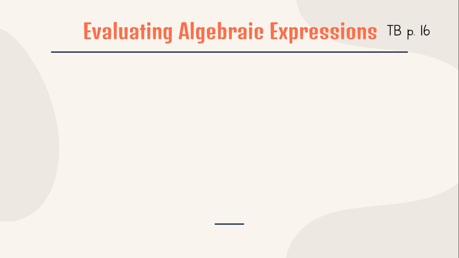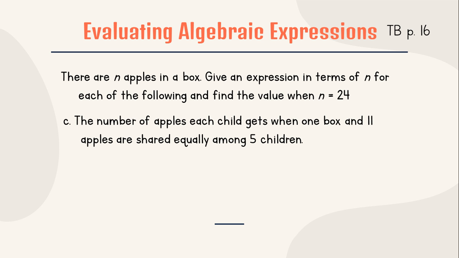Get it? Next one. The number of apples each child gets when one box has n apples, n apples in one box, and 11 apples, it means plus. So we have one box and also 11 apples shared equally among 5 children. At first, we need the algebraic expression. By doing what? We need division, right? Because it says shared. But before that, we need one box and 11 apples. So as you realize, we will have 2 operations of math skills.